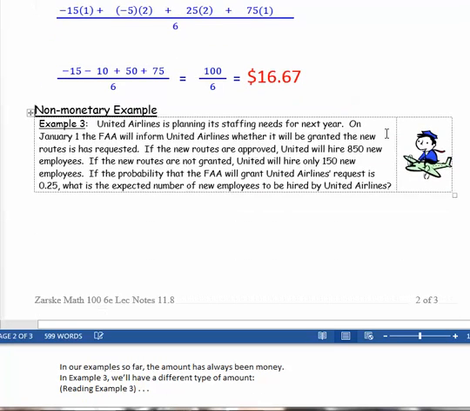In our examples so far, the amount has always been money. In example 3, we'll have a different type of amount.